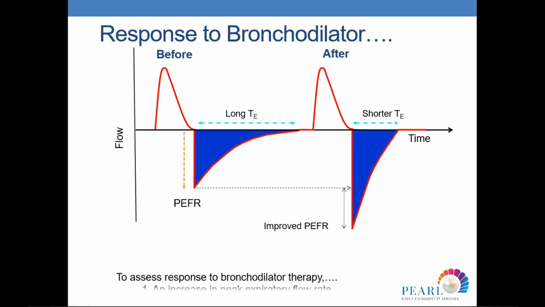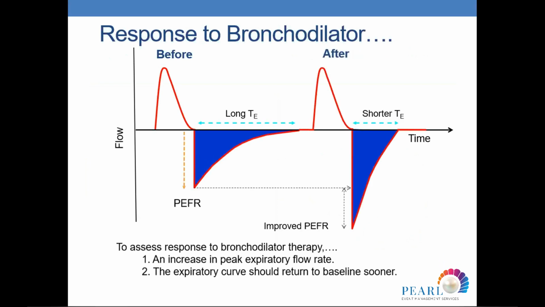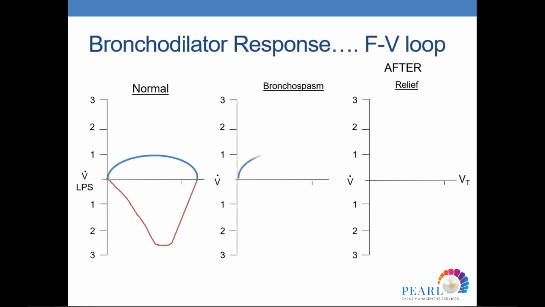This is when you give a bronchodilator. There is a really very long, extended expiratory time. When you give the bronchodilator, this is the way it looks. It can give you a sign of improvement, that the baby has improved after the bronchodilator. Again, how it looks in the loops. This is before the bronchodilator with the bronchospasm, and this is after the relief.